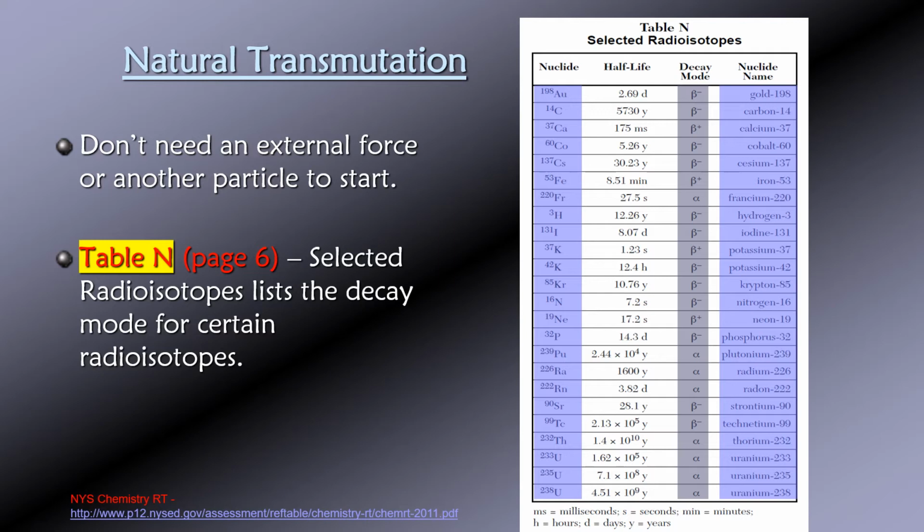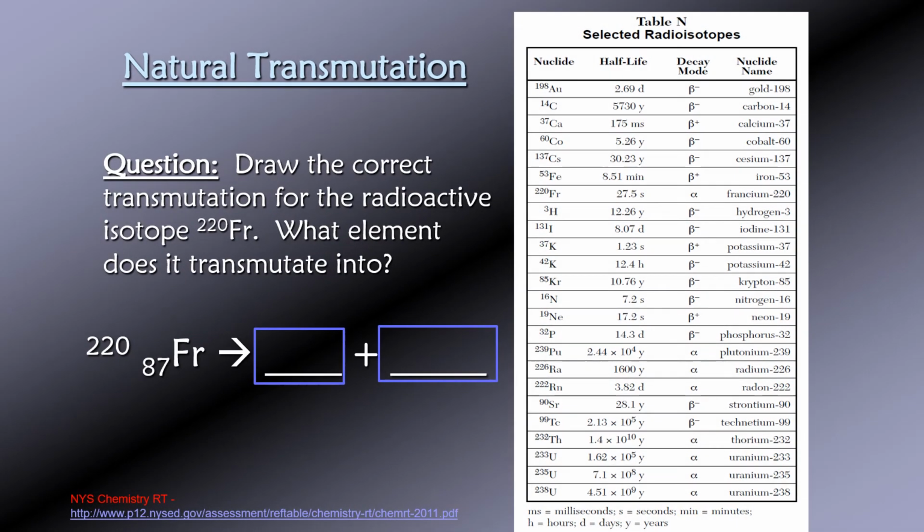Now, keep in mind that these decay modes are for natural transmutation. So what this table is telling you is that if you look at the first isotope there, which is gold 198, that radioisotope is always going to emit a beta negative particle naturally, which means it does not need any other energy or external force to get started.